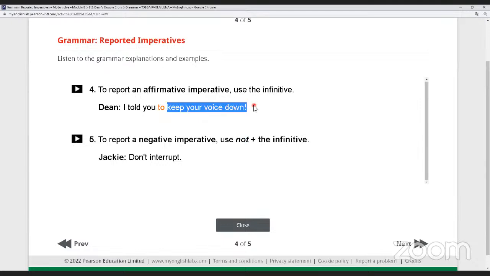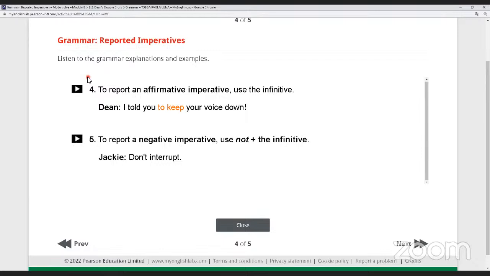That was the direct imperative, which we found in quotation marks. But if I want to change it into the reported imperative, I'm going to use the infinitive, where I place the infinitive at the beginning of the reported part. So for the affirmative: I told you to keep your voice down. I told you to take care of yourself.